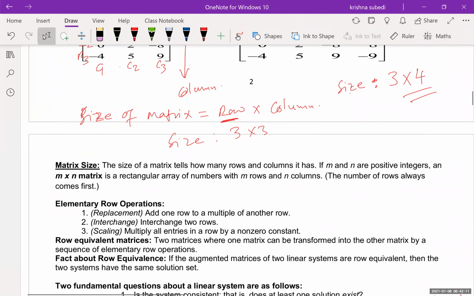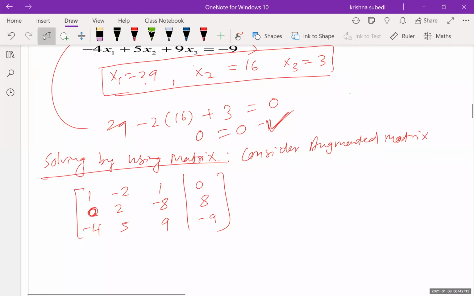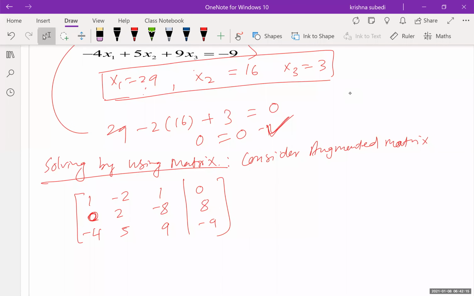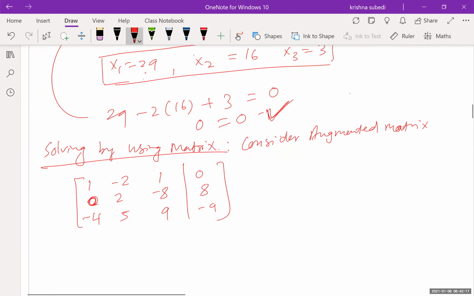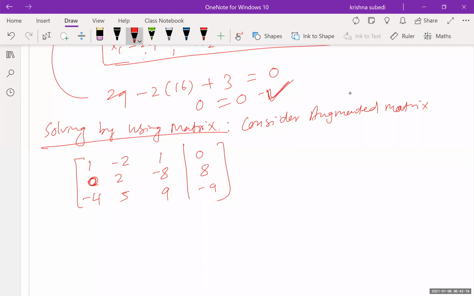If we change it into matrix, now let's look at that. First, in order to solve this system using matrix, the goal is to make this 0 and we want to make this 0. Okay, we need to follow certain steps here.